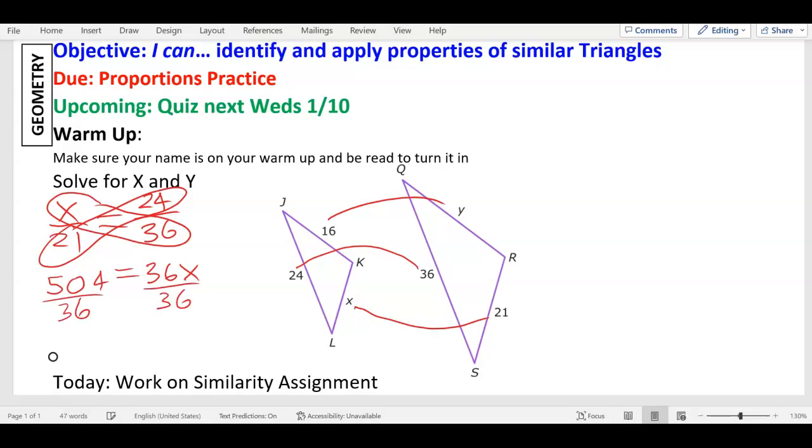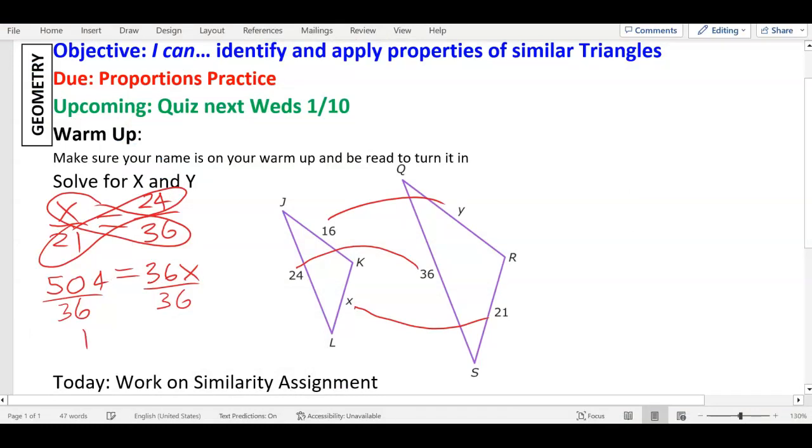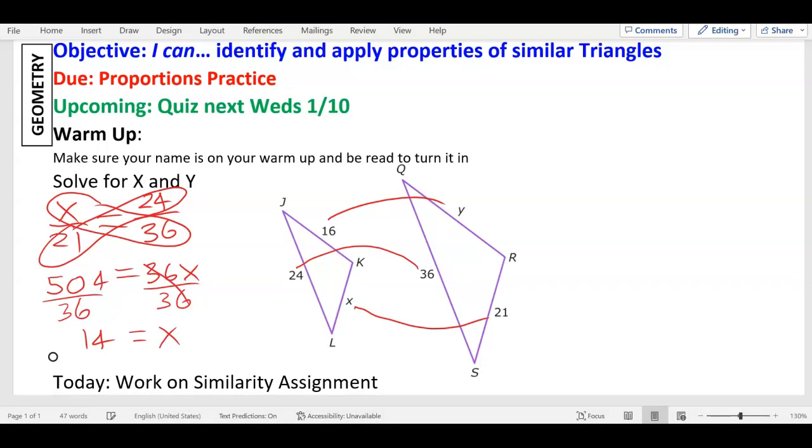Okay. 504 divided by 36 is 14. That's it for x. Okay. So again, you make your connections, set up your fractions, cross multiply and divide. Can we do the same thing with y?